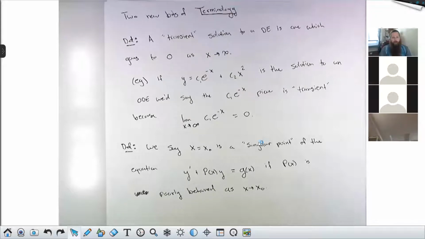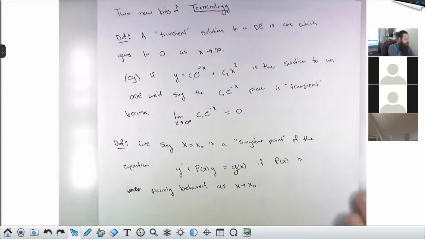Okay, singular points are going to be really important when we talk about series solutions to differential equations. And the concept of a transient solution is going to be useful if you're interested in numerical solutions to differential equations. Both of these bits of terminology will show up in your homework.